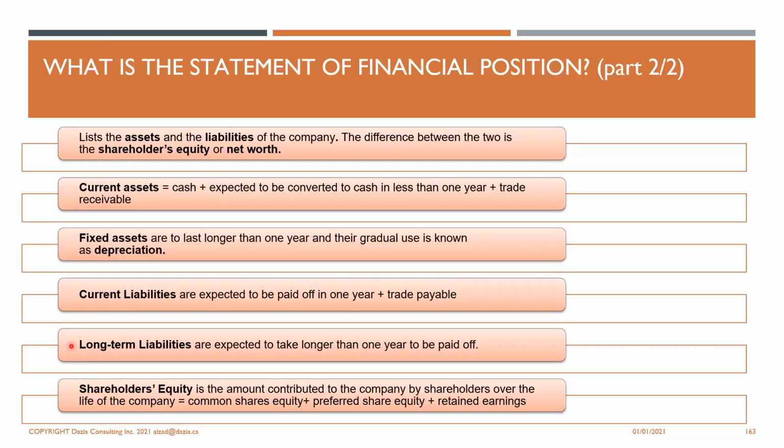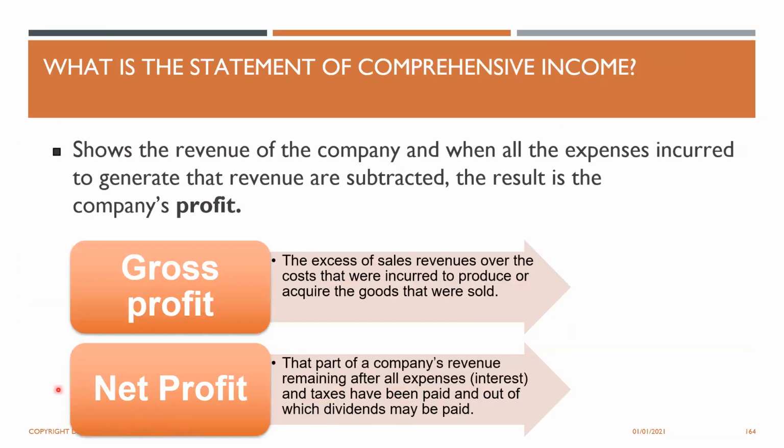What is common share? Obviously, if the company is a corporation, it has issued common shares. Money they got from the common shares is common share equity. Money they got from preferred shares is preferred share equity. Retained earnings is their company savings. For example, think of it like the savings account for the company, what they have saved up over the years, that is retained earnings. So these are the things which are in the statement of financial position.